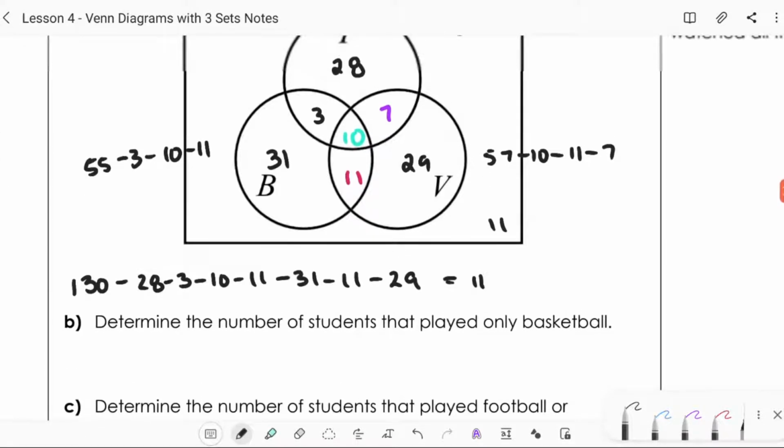So, students that play only basketball. We have 31 students.